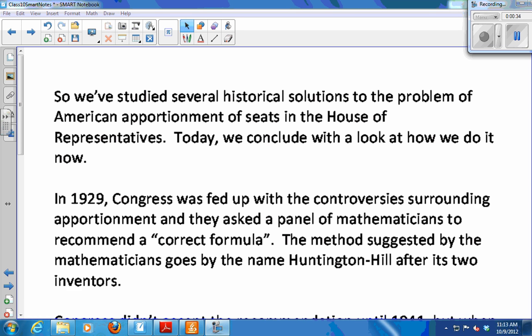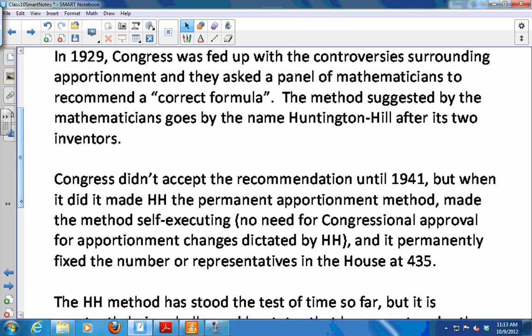In 1929, Congress became a little fed up with the controversies surrounding apportionment. Every time there was an apportionment, someone complained that it was unconstitutional and would point out either a paradox or a quota violation. And they decided to ask a panel of mathematicians to recommend the correct formula. How do we do this?